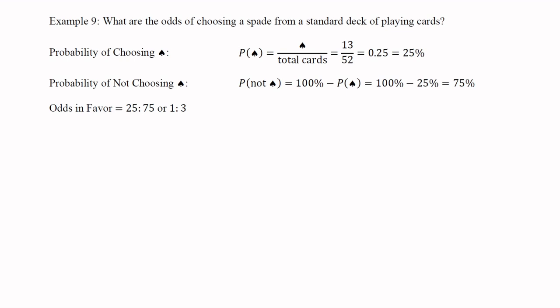Now, if you wanted to express this as odds against, the odds against getting a spade card would be the flip, 3 to 1.